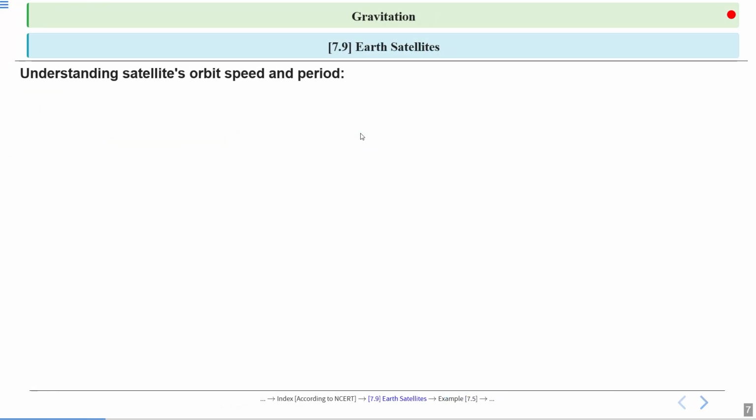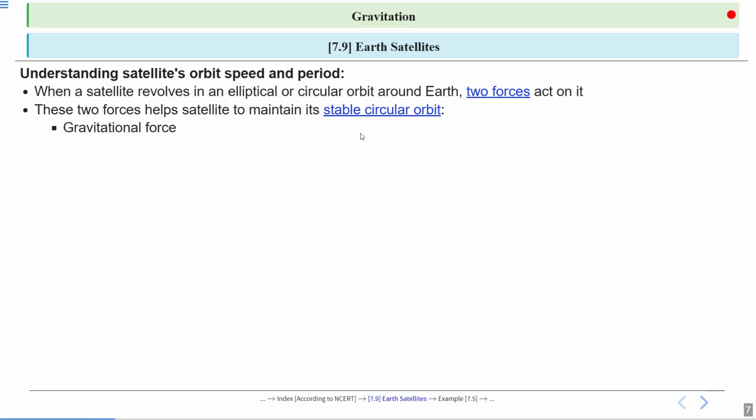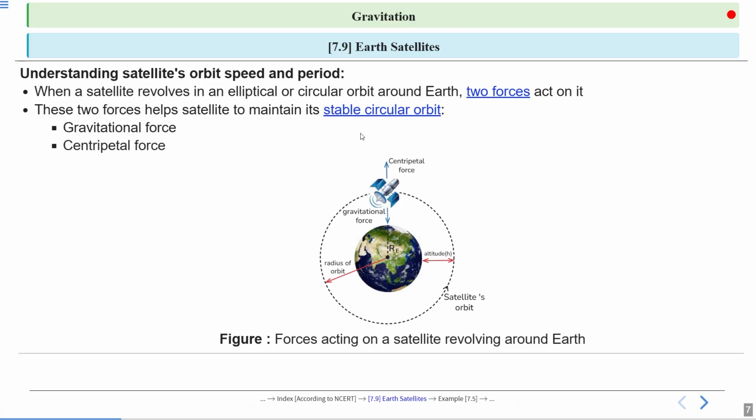Now we will focus on understanding the speed and period of a satellite as it revolves around Earth. When a satellite revolves in an elliptical or circular orbit around Earth, two forces act on it. These forces help the satellite to maintain its stable circular orbit. The first force is gravitational force. The second force is centripetal force.